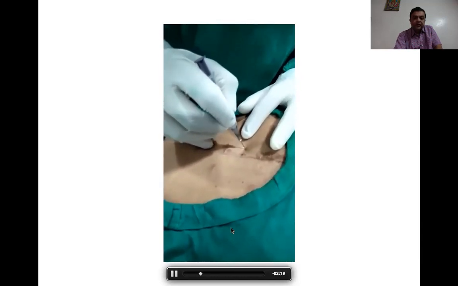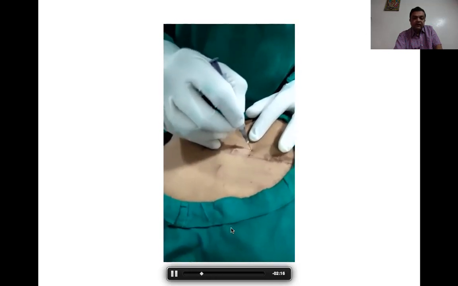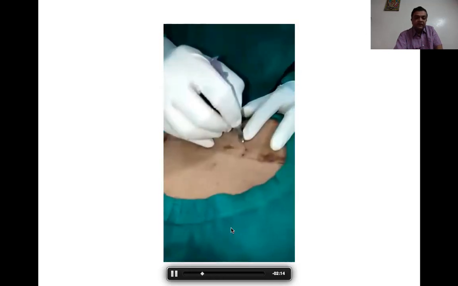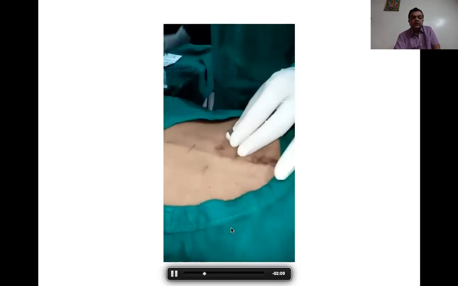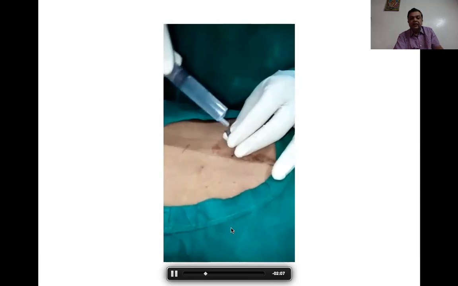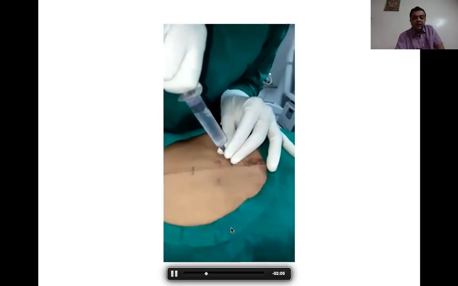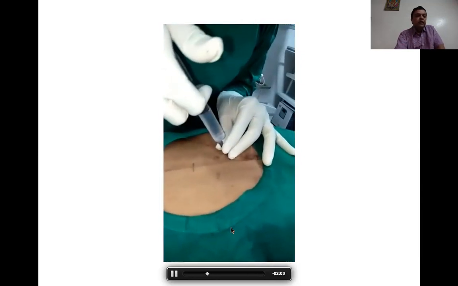Then you can see he's advancing the needle. Once he feels the second resistance, he will inject the drug. First he is filling the 2 cc syringe. Then he will take the 10 cc syringe and inject the drug. You require 15 ml of LA on both the sides.